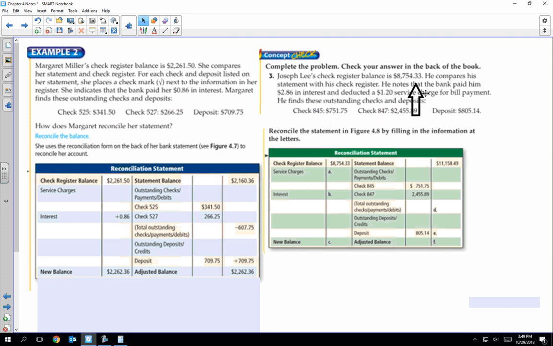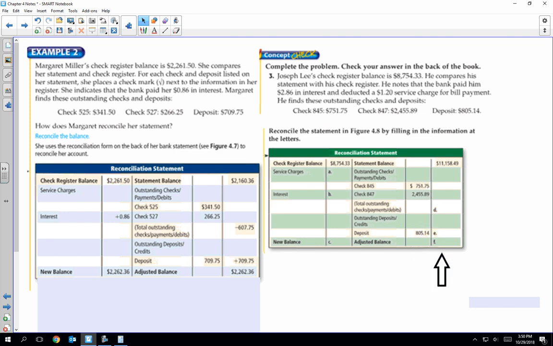Okay, we're going to do a little practice on that here in number 3. Our check register balance is $8,754.33. That's here on the left under check register. He compares his statement with his check register. He notes that the bank paid him $2.86 in interest, $1.20 in service charge for a bill payment, and he has two outstanding checks and an outstanding deposit. We're going to fill in our check register information on the left and our statement information on the right, and we're going to total, so hopefully our new balance and our adjusted balance are equal.